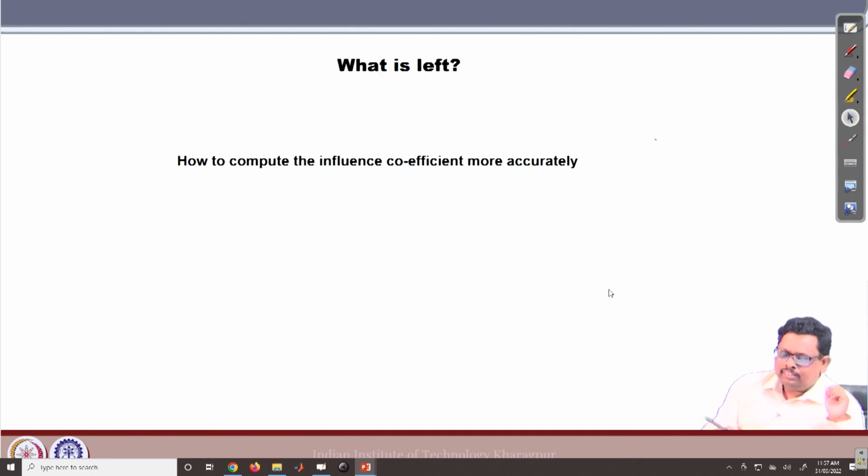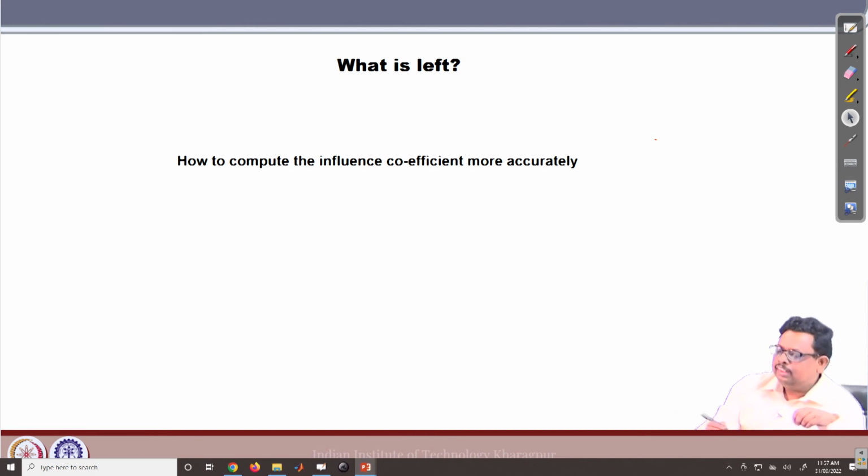Fine. So, however, today we really do not discuss how to compute the influence coefficient more accurately. As I said, we are going with the 1 point Gauss quadrature rule, mostly we are going for 2 point, 3 point or 4 point Gauss quadrature rule, depending on the situation, how the source point and the field point are, the orientation of these 2 points.